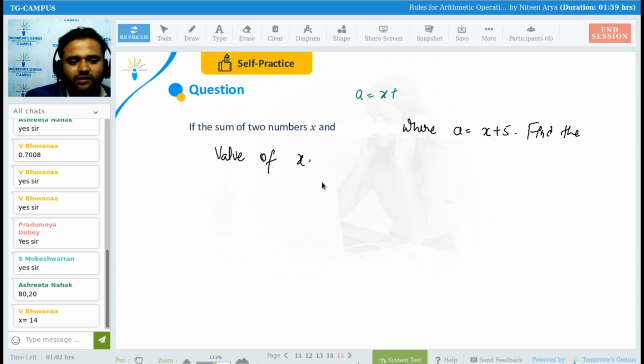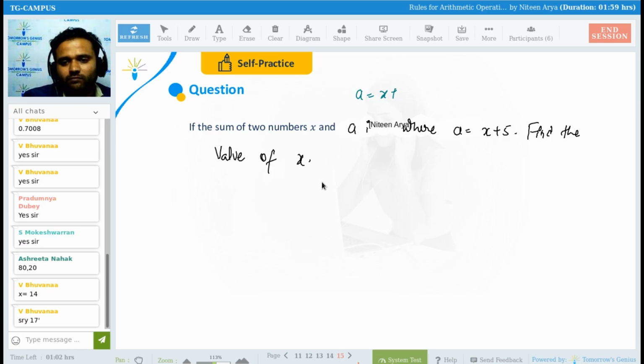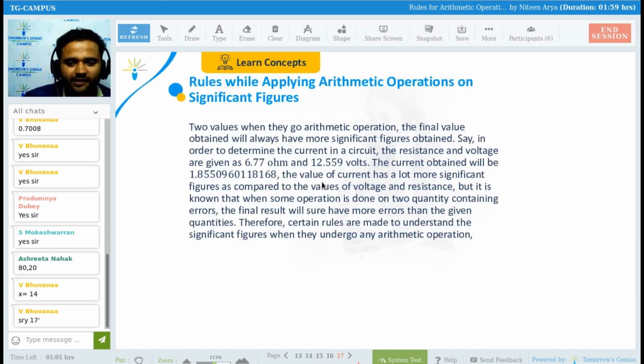Beta, how can x be 14 then? Yeah, it is 17. Okay, so these are silly typos.